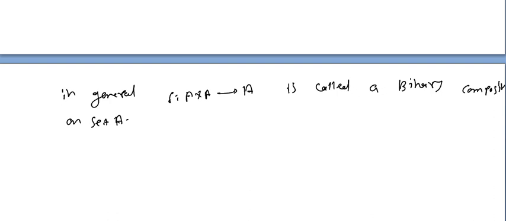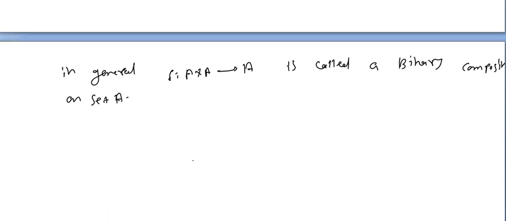For example, on the set of integers there is a binary composition addition, and on the set of rational numbers and non-zero rational numbers there is also addition, and also multiplication. So there can be more than one binary composition on the same set. In fact, multiplication is another binary composition on N. Whereas subtraction is not. So we have to think why subtraction is not a binary composition on the set of natural numbers. I will discuss these points just after learning some basic points.